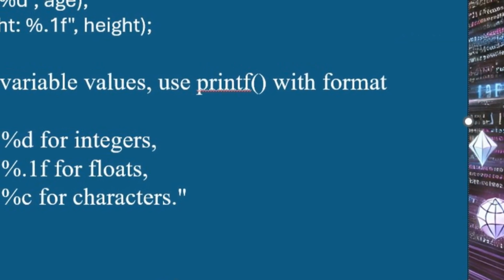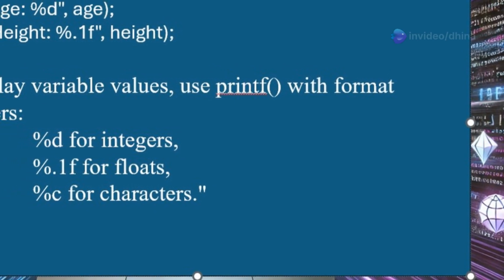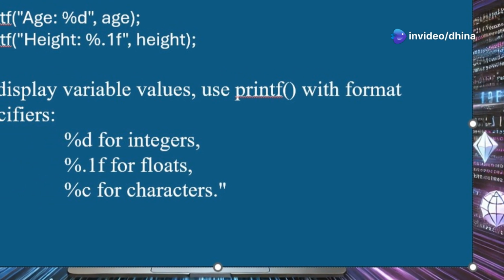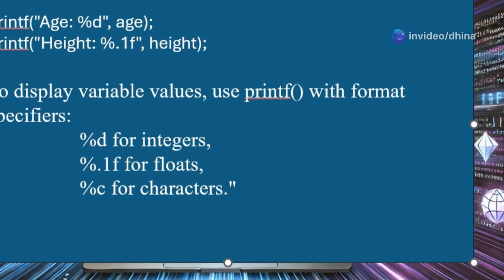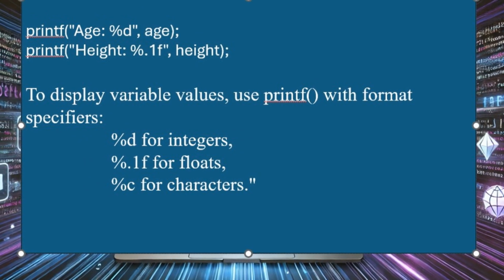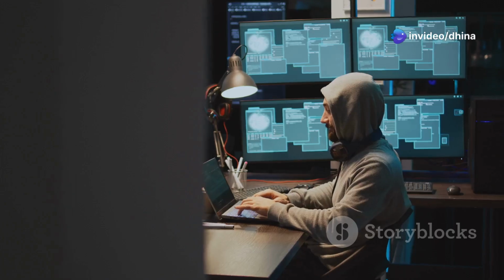You can use the printf function to display the values of variables. Here's an example. This code will print age 25, height 1.75. The printf function uses format specifiers to determine how to display the data. The %d, %f, and %c are format specifiers. They tell printf how to format the output.